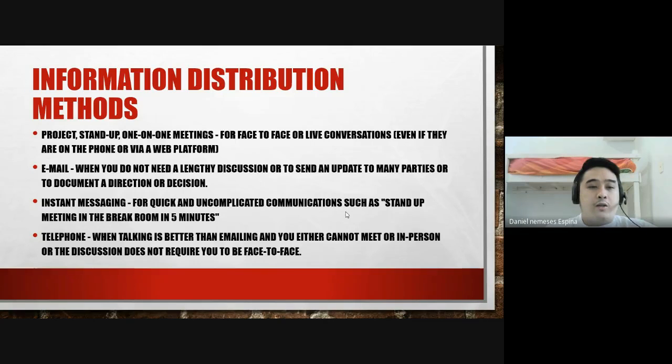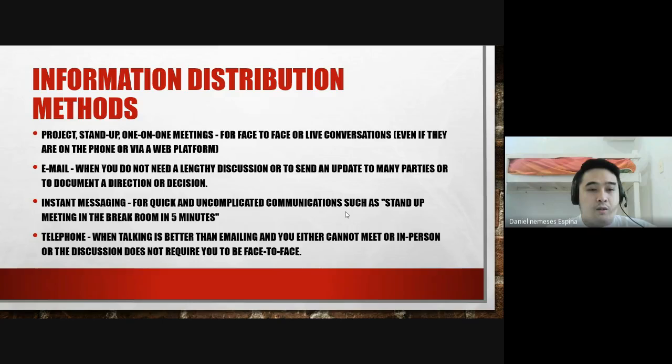Instant messaging, for quick and uncomplicated communications. Just a few sentences, such as a stand-up meeting in the break room in 5 minutes. Or perhaps we will have a virtual conference via Zoom at 3 p.m., for example. So instant messaging, okay, it can also be text.